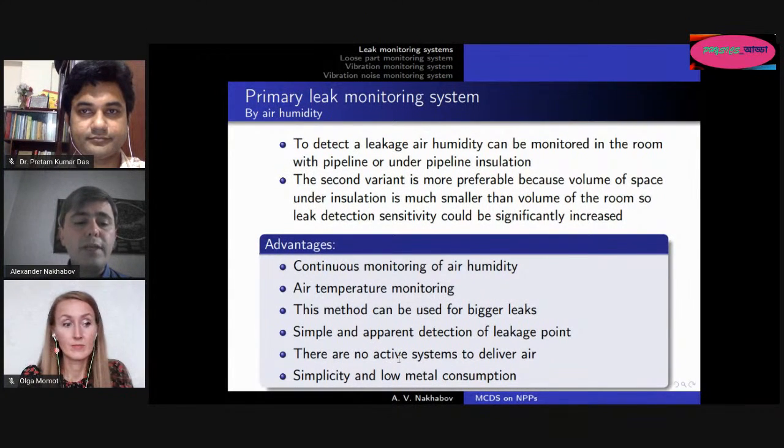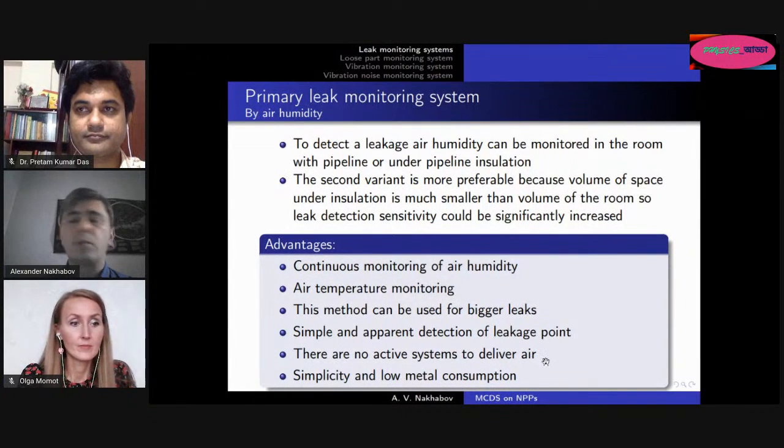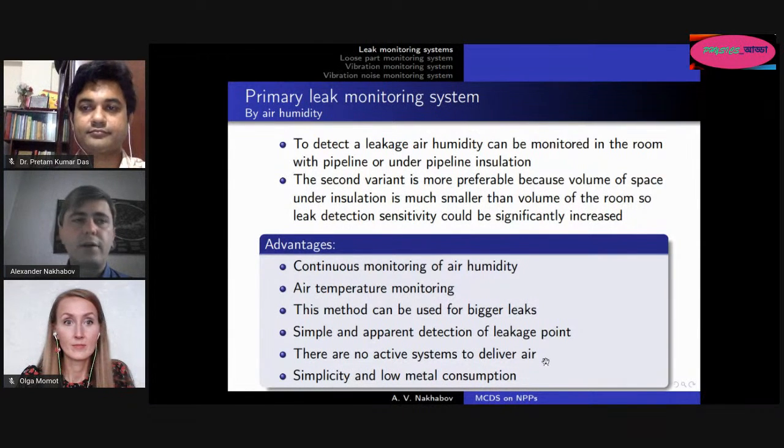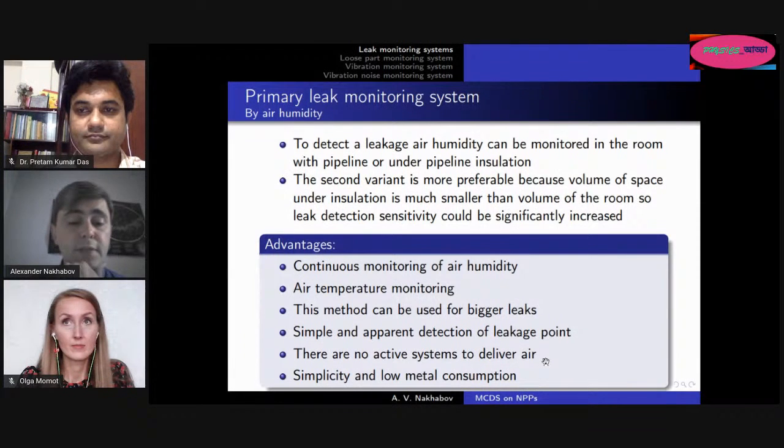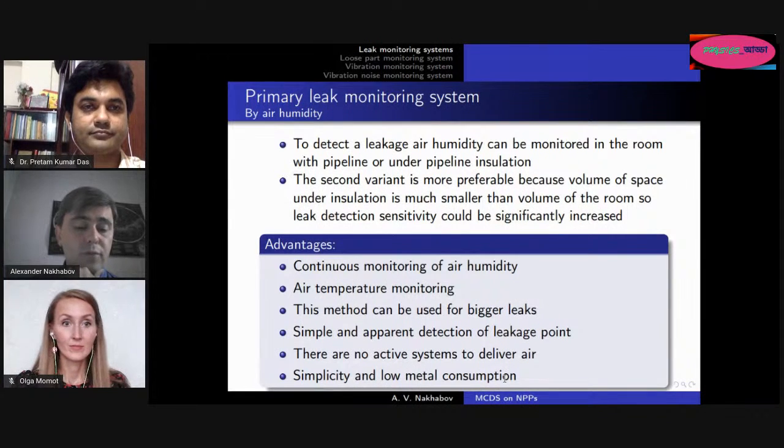We need no active systems to deliver air. Delivering air would mean possible compressors or something like fans, just to provide airflow. In this case, there is no need for these kinds of systems. It's enough just to have some gap between insulation and pipelines. Simplicity and low metal consumption for this system.